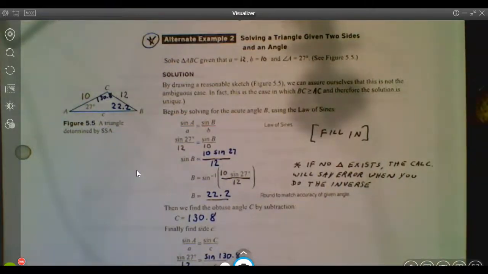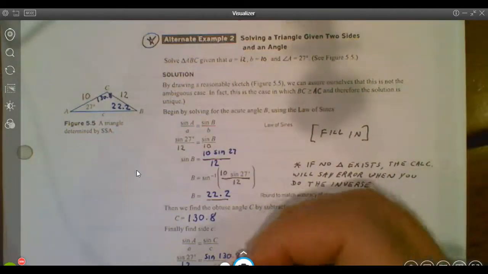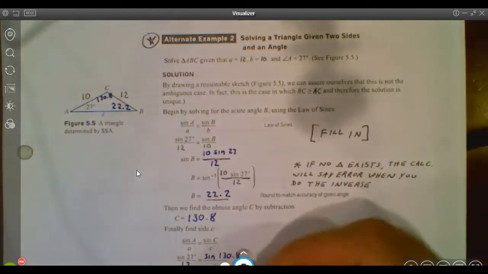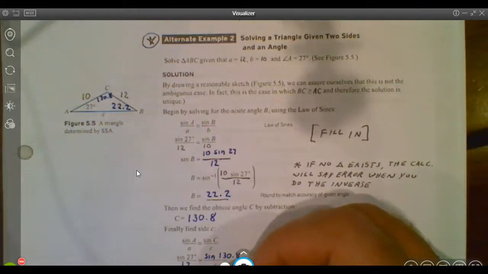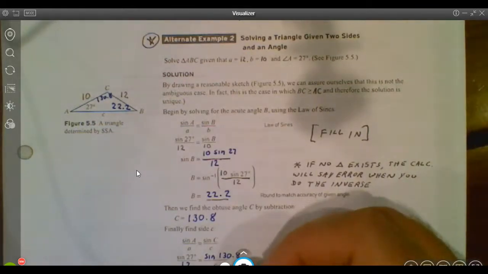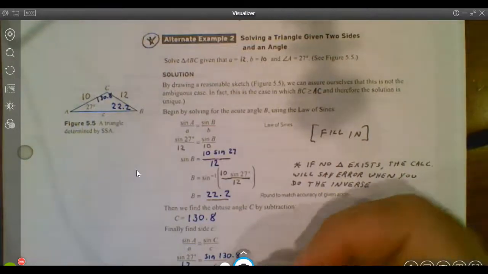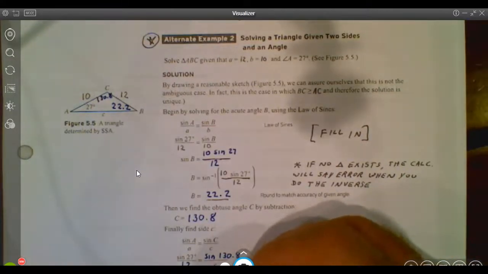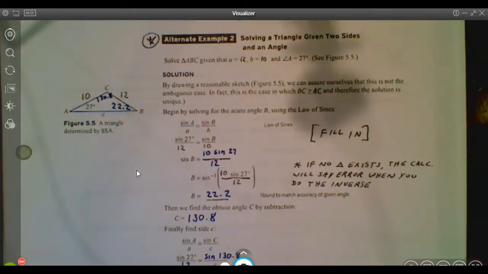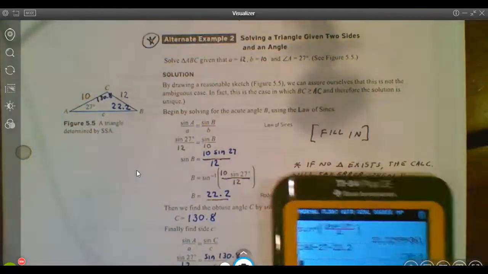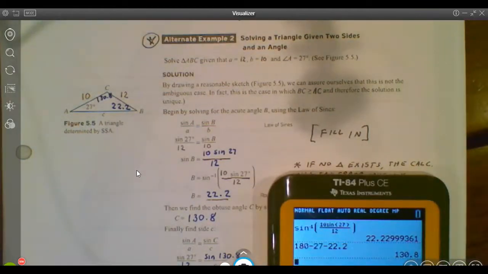So in other words, I would have to multiply this C over to here. I'm multiplying the 12 over to here, and then I've got to divide that sine 27 over to the right as well. So I'm essentially cross multiplying and then dividing the sine 27 over to the right. So I'm going to get 12 sine 130.8 on top over sine 27. So that's kind of the exact format. Put that into our calculator and we'll have side C.